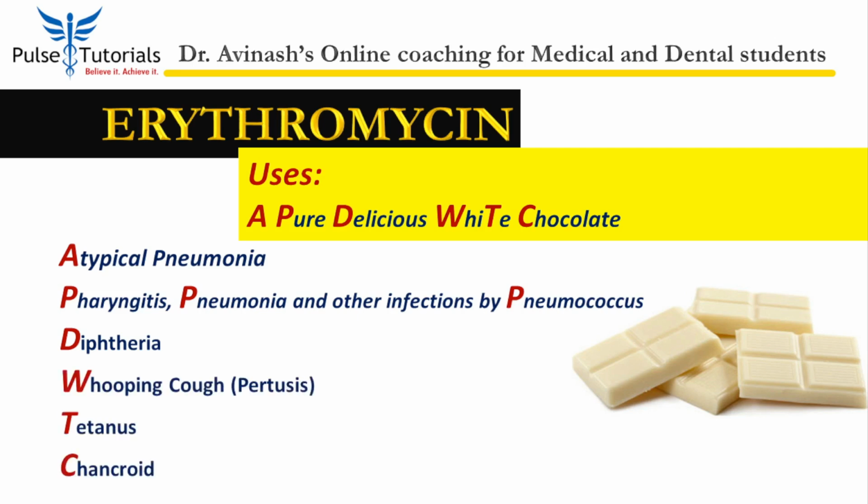A for atypical pneumonia, P for pharyngitis, pneumonias and other infections by pneumococcus, D for diphtheria, W for whooping cough, T for tetanus and C for chancroid. Good mnemonic to remember all the actions.